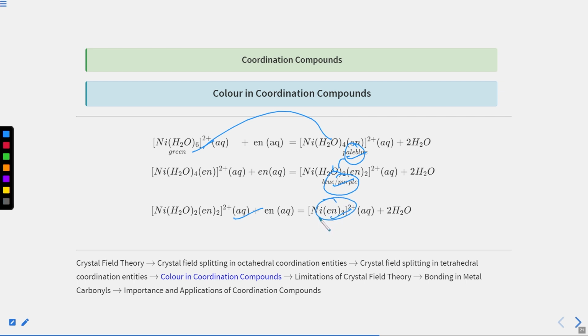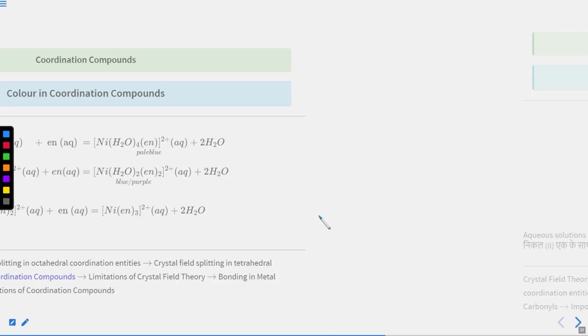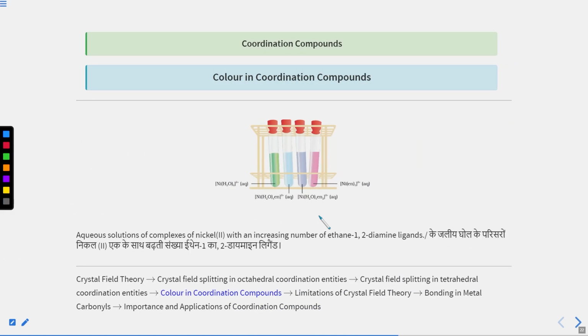Now, what is the reason behind it? Because the ligand is changing, and as the ligand changes, the crystal field splitting energy is changing, and hence your color is also changing, because now a different region of color is absorbed and a different color is released. Okay, so this is the color that we're talking about.